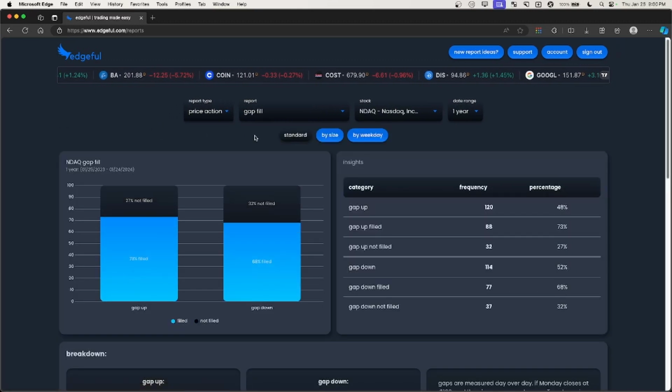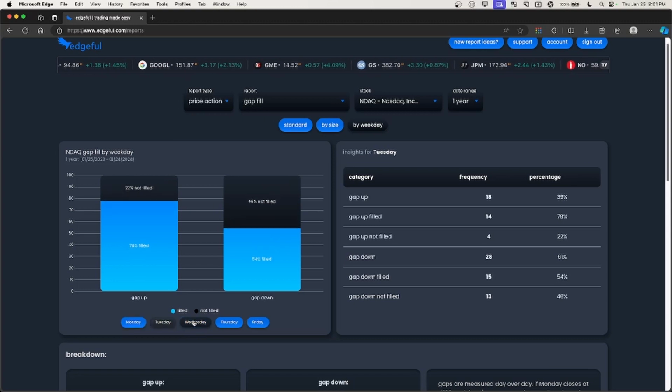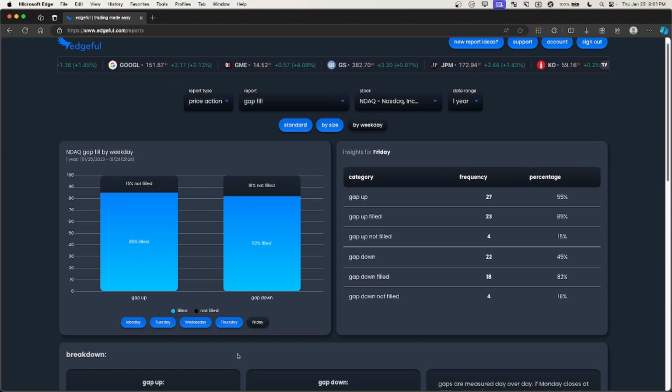We can go to price action also, gap fills. Now, these fills are on the day, not on the total time, because obviously a gap will always get filled, whether it's a year later, a month later, but these are filled on the day after. This is specifically made for day traders. So we can see by weekday, Monday, Tuesday, Wednesday, Friday is the highest weekday of a gap fill.